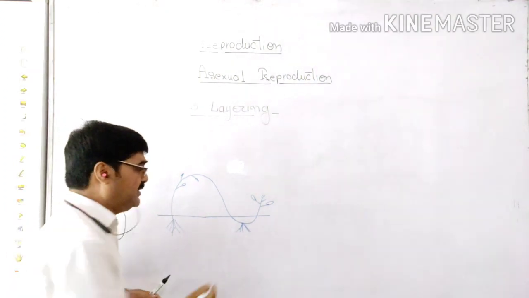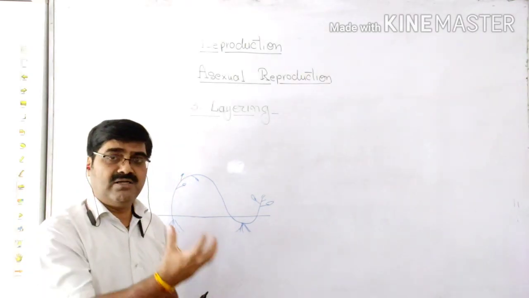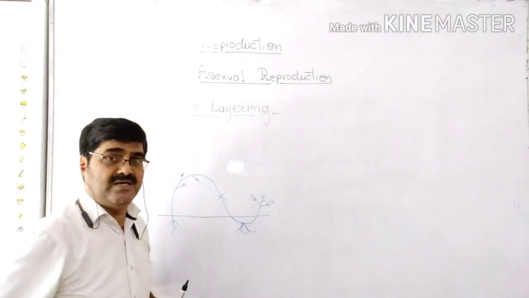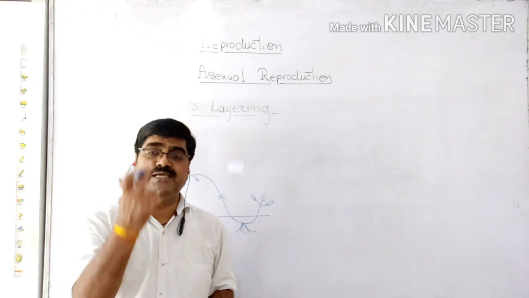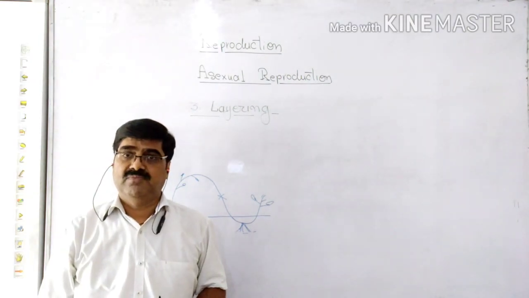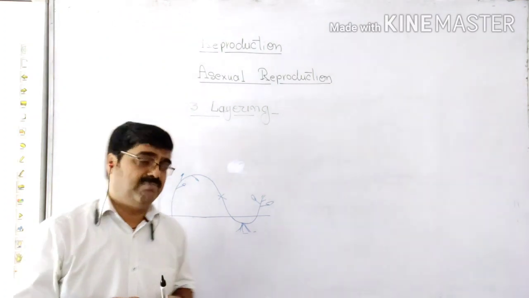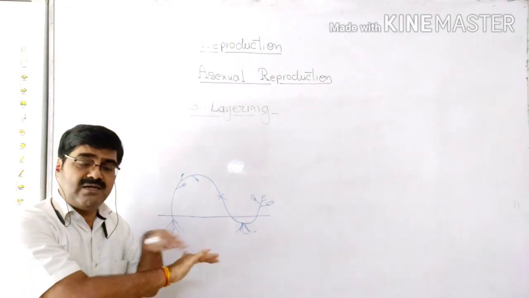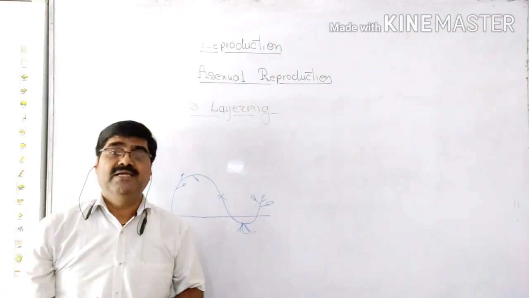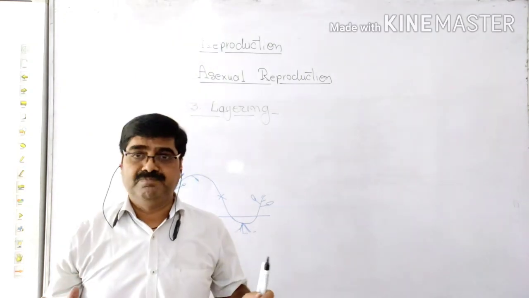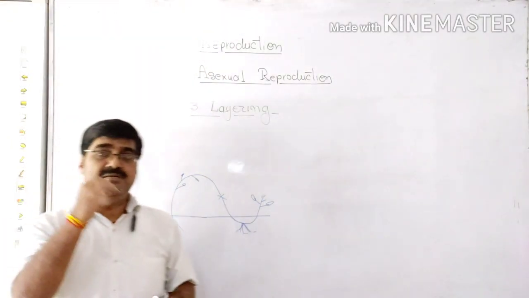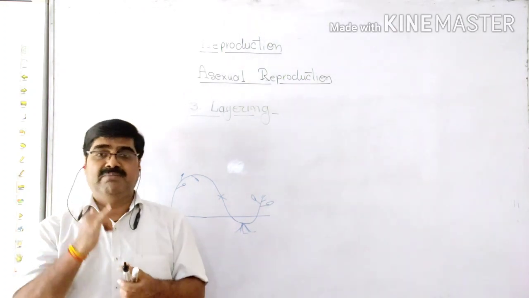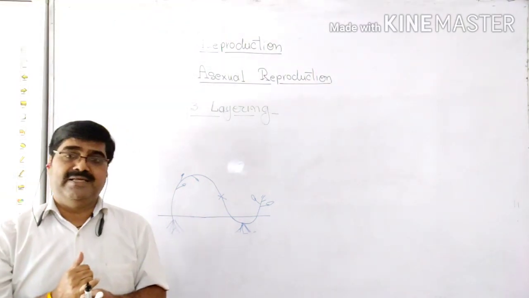Now, when these roots develop, they start to absorb water, minerals, etc. from the soil, and now we cut it from the parent plant, and it will behave as a single plant. This method is called layering because when we bend it down like that, we place it under the layer of the soil. That's why it is called the layering method. So these were the three methods of artificial vegetative propagation: number one cutting, number two grafting, and number three layering.